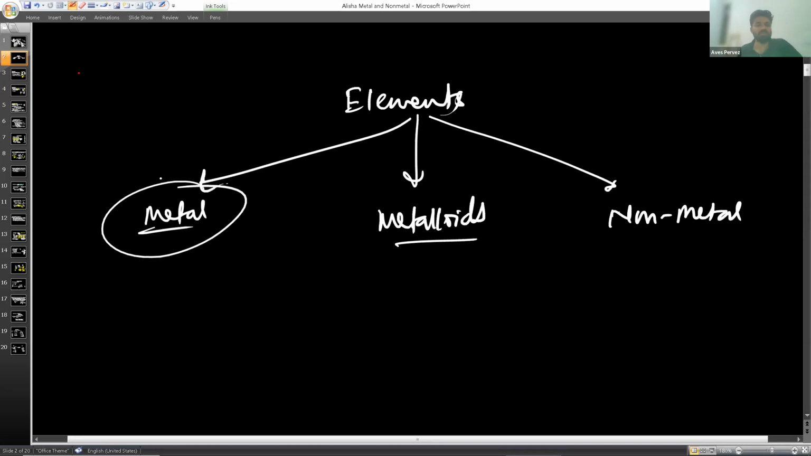Metals are those elements that have one or two or three electrons in their outermost shells. For example, magnesium has atomic number 12. Its electronic configuration is 2, 8, 2. Got it? So it means the outermost shell has 2 electrons.